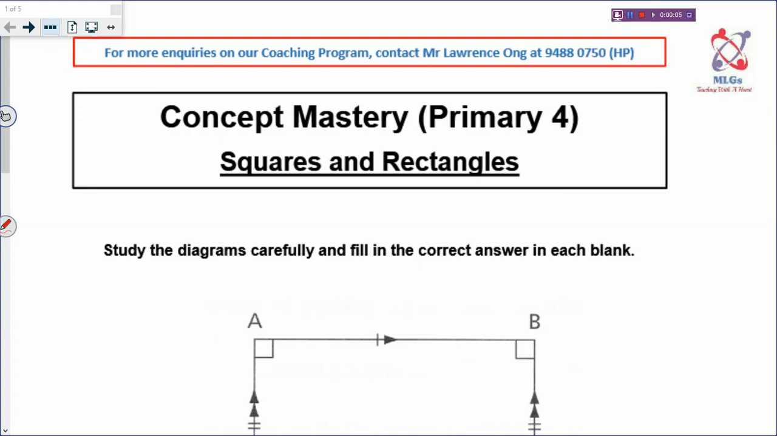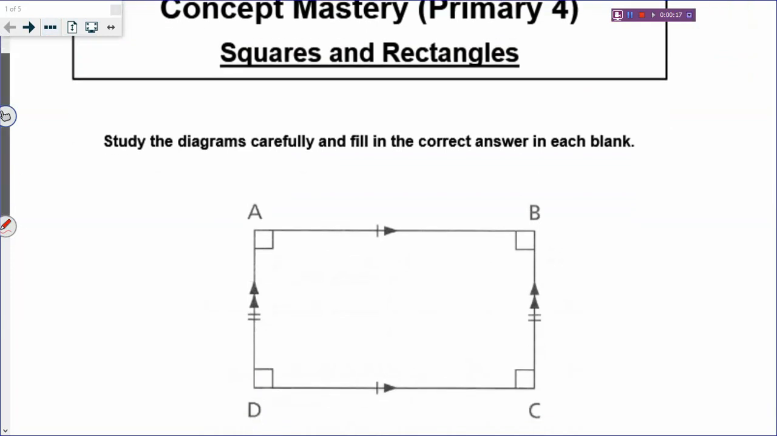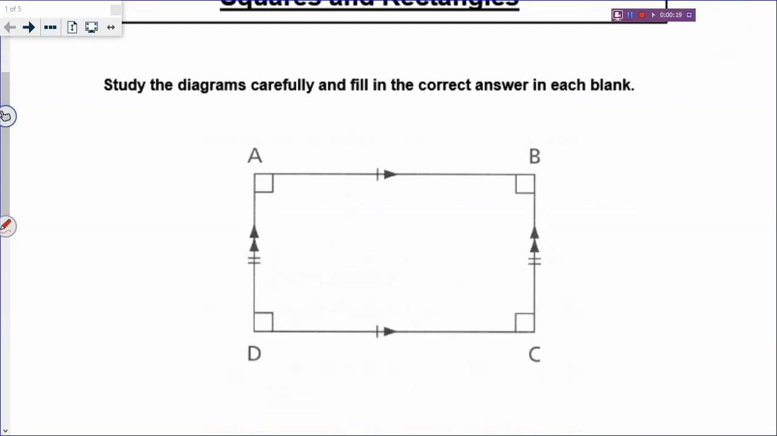Today we are going to look at squares and rectangles, which is an easy topic. I think it will take about half an hour or even less, hopefully. So let's look at rectangles. The first part of the lesson is to look at the rectangle and see what the properties of a rectangle are.